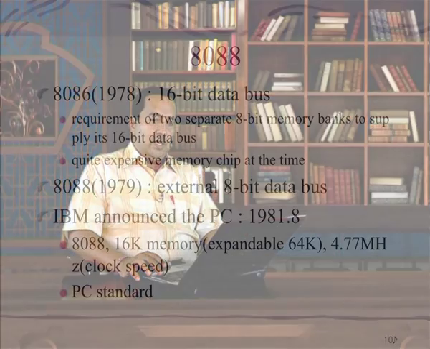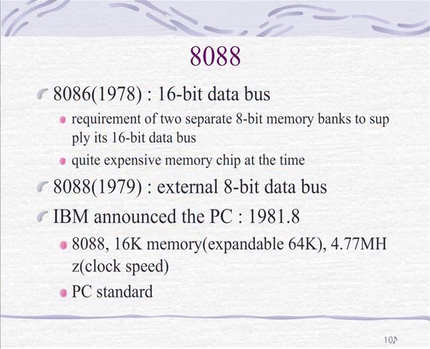Now let us see some features of the 8088 microprocessor. As we know, the 8086's advanced version is 8088. It also has a 16-bit data bus. 8088 can perform 16-bit operation but with the help of an 8-bit data bus.